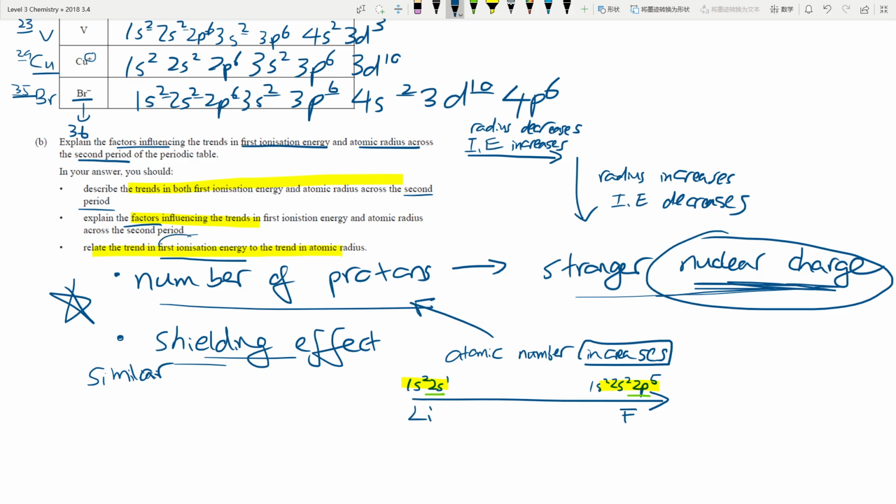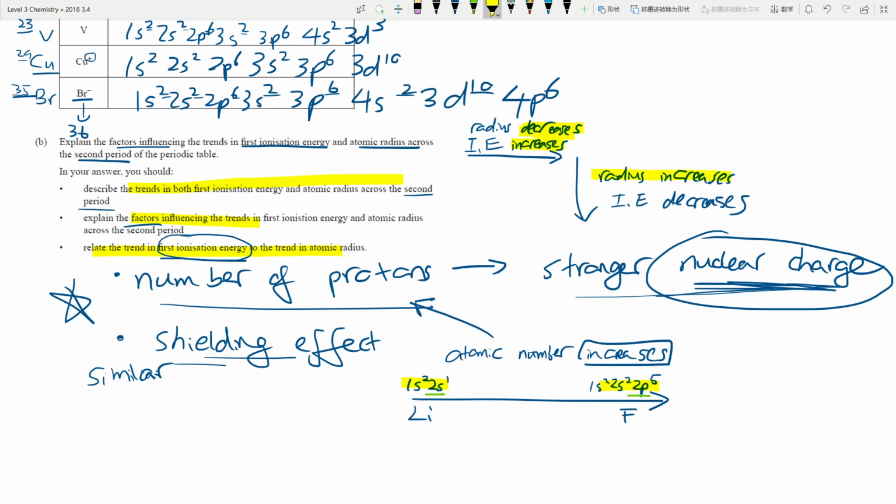Because what's first ionization energy? First ionization energy is the amount of energy required to remove 1 electron from 1 mole of gaseous atoms. So if these electrons are really strongly attracted by the nucleus, then it will be really difficult to remove these electrons away, to break this interaction. So as the radius decreases, the ionization energy increases because it gets harder and harder to pull them away, to remove an electron, and vice versa.